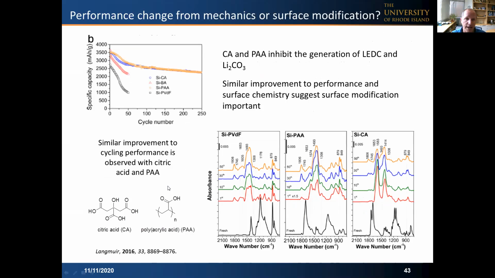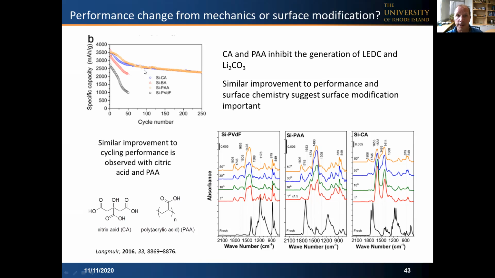What this brought to mind, once again, from the background of physical organic chemistry, which was my training, is that if polyacrylic acid stabilizes the silicon anode so well, what about something like citric acid? These are structurally similar. Do you really need the polymer? And what we observe is that basically if we take the fresh electrode with the polyacrylic acid versus the fresh electrode with citric acid, we see very, very similar surface films initially.